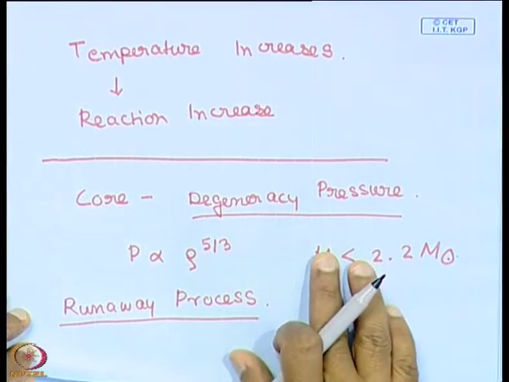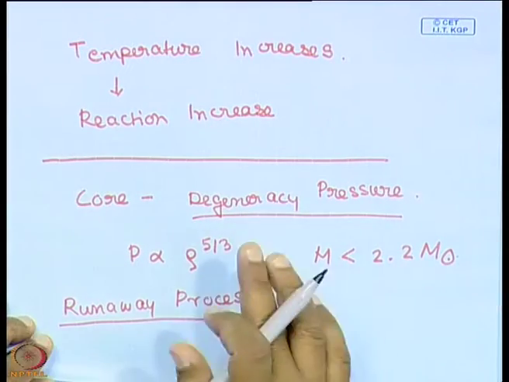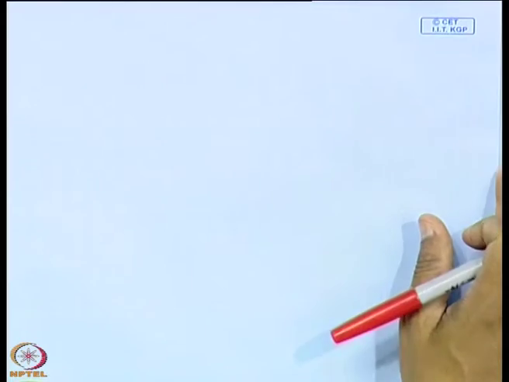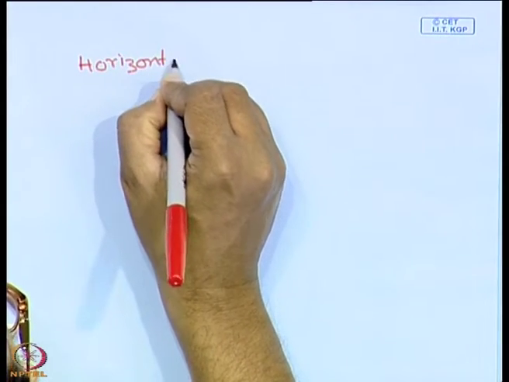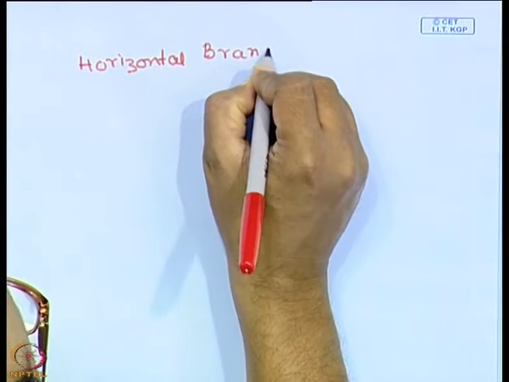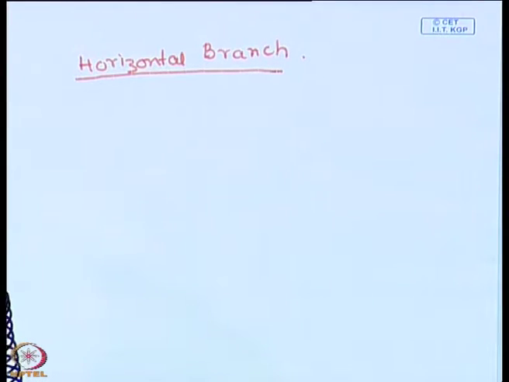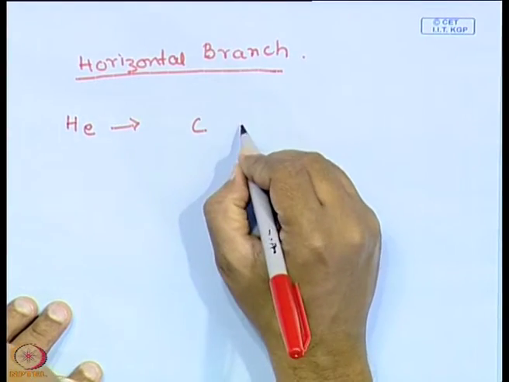For masses more than this, you do not have the helium flash. For masses less than this, you have a helium flash. The reaction for masses less than this becomes runaway, and then it goes into an equilibrium state. For masses more than this, you do not have that runaway state; it goes straight into an equilibrium state, the horizontal branch. In this part of the stellar evolution, helium gets burnt, as I have mentioned earlier, into carbon, mainly carbon and oxygen.